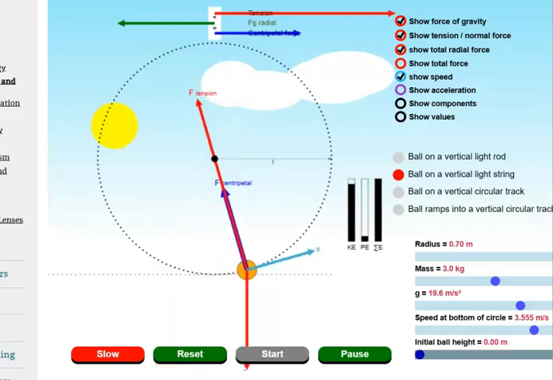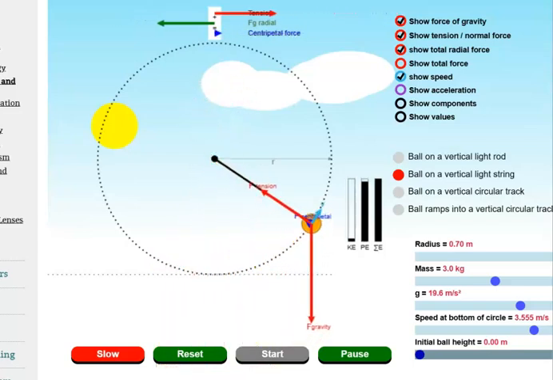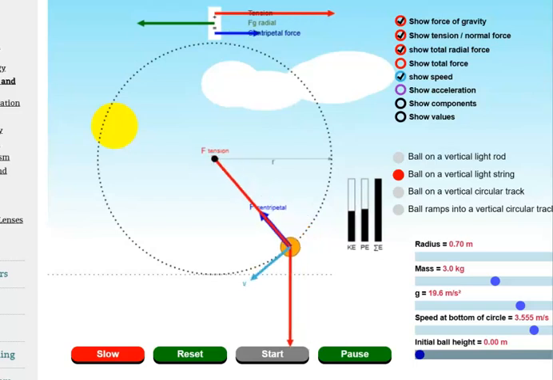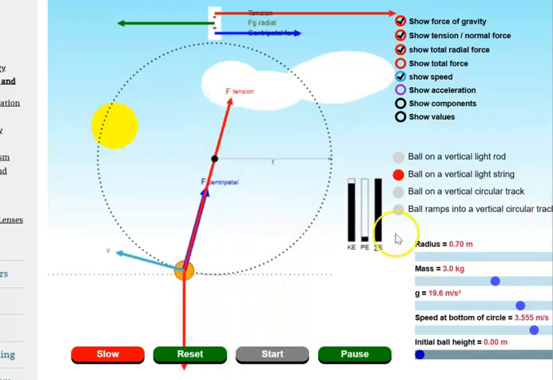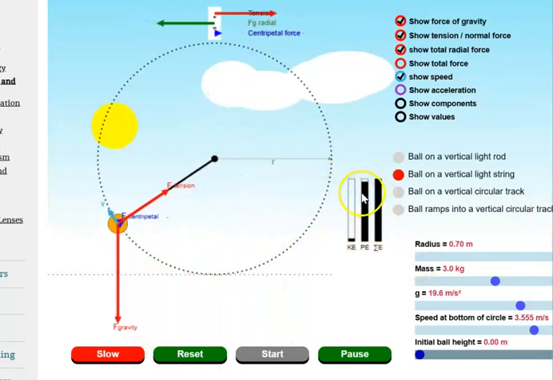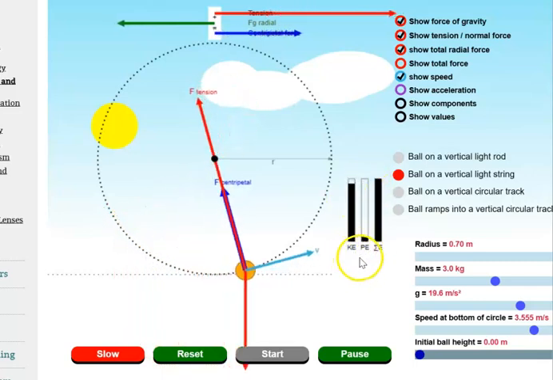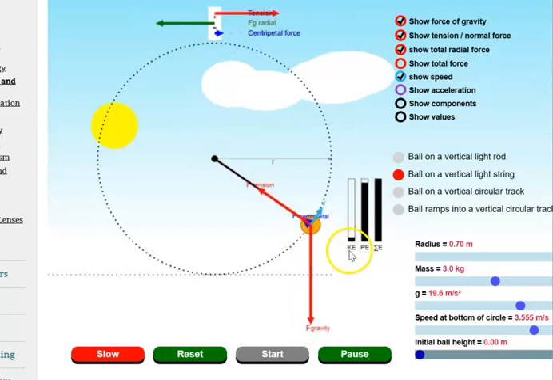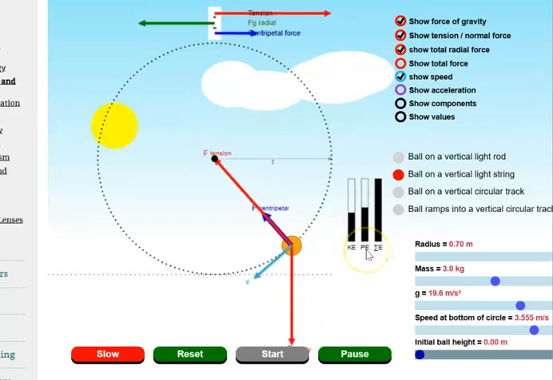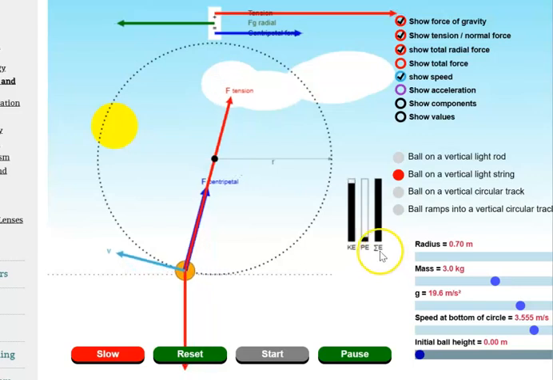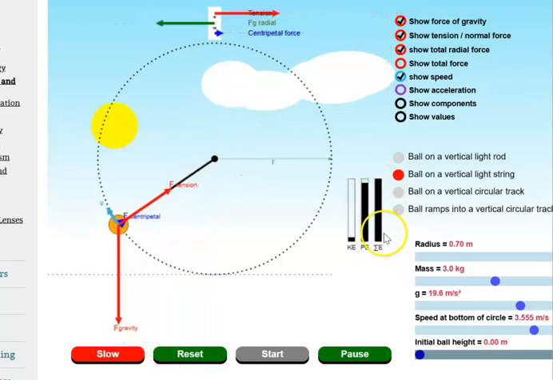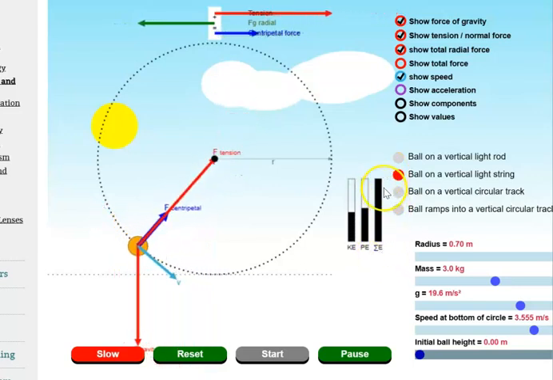Okay, so what else have we got going on here? You might have noticed at the side we've got two other graphics, KE and PE. KE is for kinetic energy and PE is for potential energy. And then we've got the sum total of the energy, and the sum total of the energy does not change. So there's a conservation of energy.